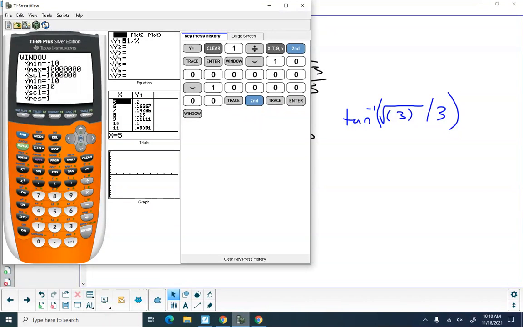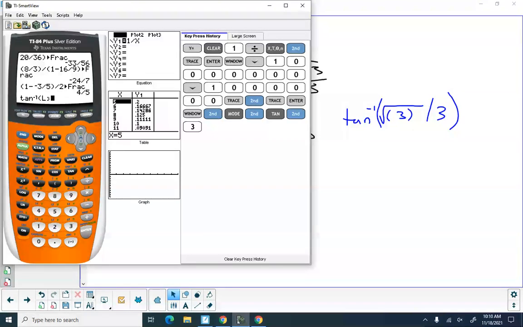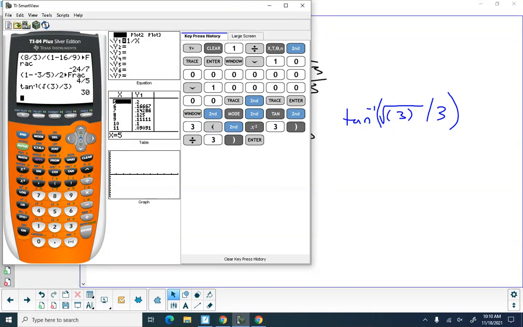Let's see here. So we have inverse tangent. Throw me the parenthesis already. I have square root of 3. Oops. Bless you. Square root of 3, close the parenthesis out. I divide that by 3, and I need to make sure I close my parenthesis out there. Should get 30 degrees.